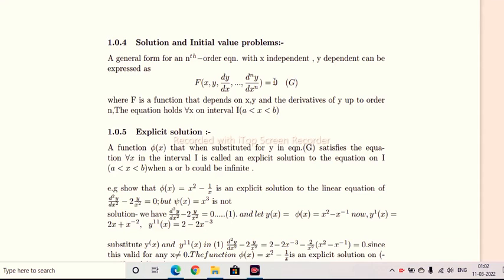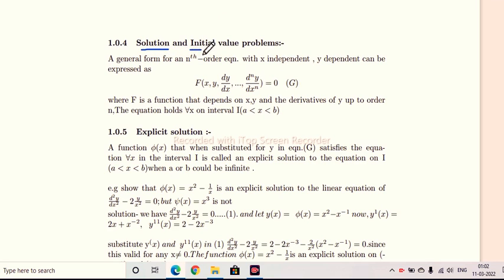In the previous lecture, we discussed questions related to the order and degree of the differential equation. Now, in this lecture, we proceed further. Now we start solutions and initial value problems.